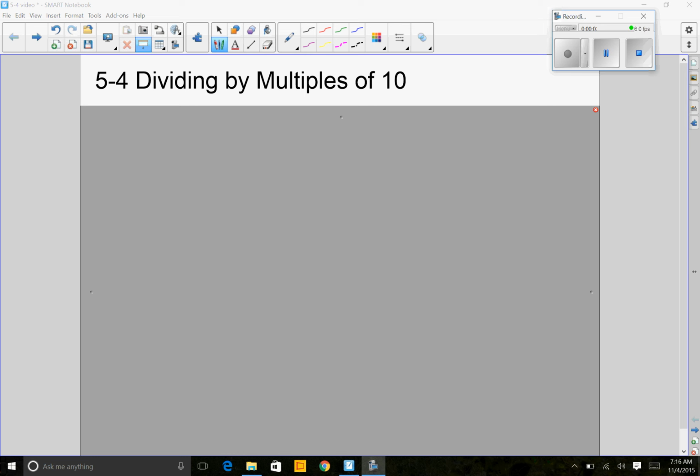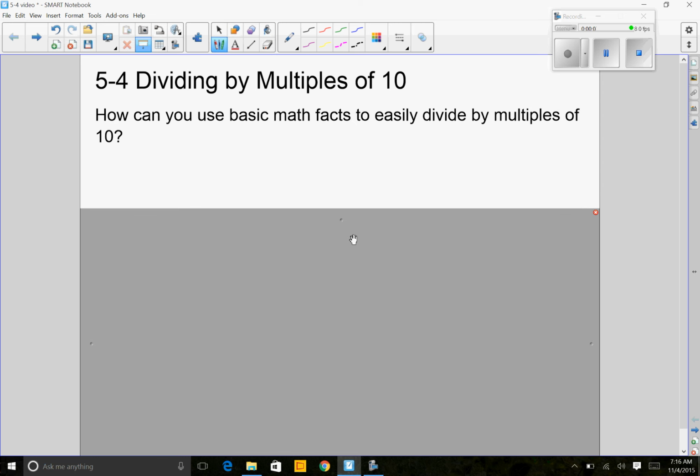This is topic 5, lesson 4, dividing by multiples of 10. So today we're going to talk about how you can use basic math facts to easily divide by multiples of 10. So we're going to kind of ease our way into dividing by two-digit divisors.